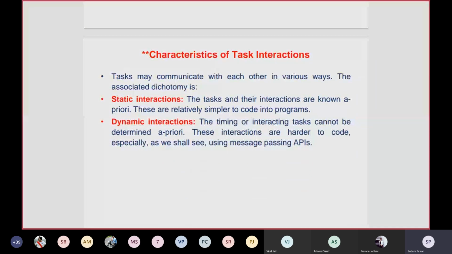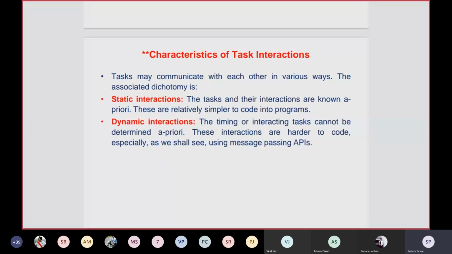There are different approaches to classify the characteristics of task interactions. It depends on the associated dichotomy with the task: static interactions and dynamic interactions. Static interactions are nothing but the tasks and their interactions that are known a priori, or in advance. And static interaction characteristics are very easy to adopt into your program, in the form of source code.